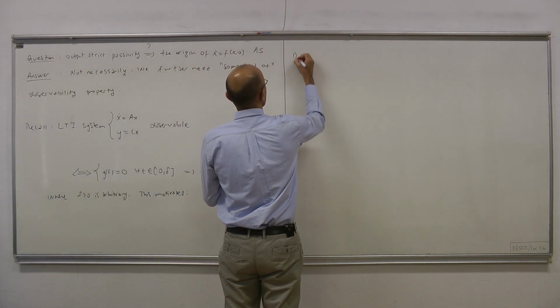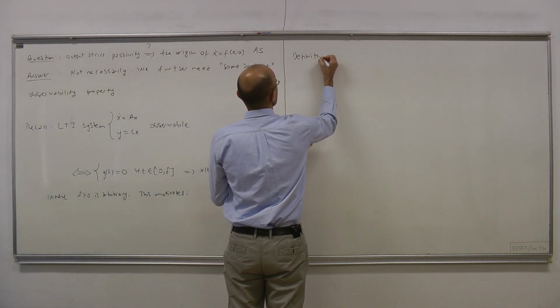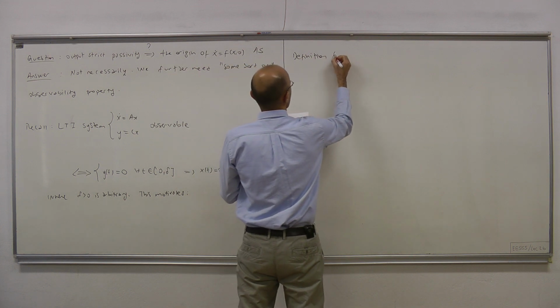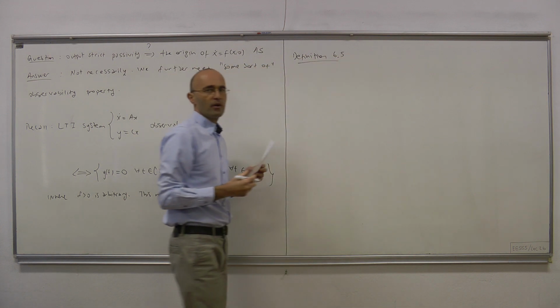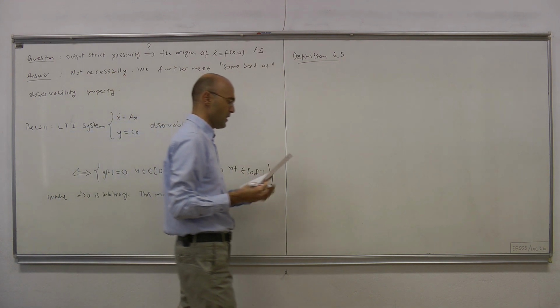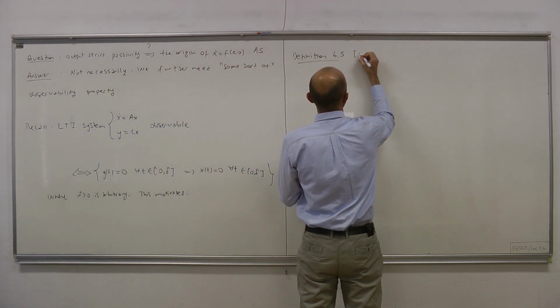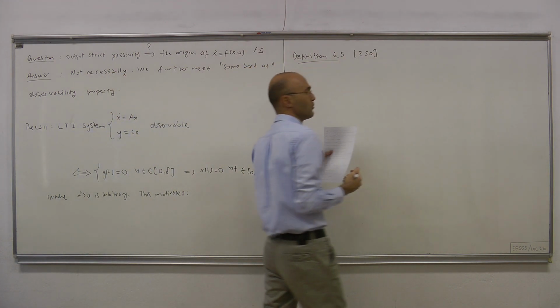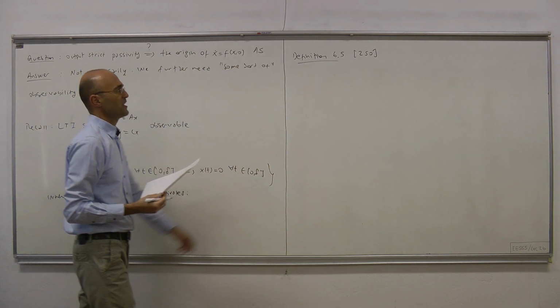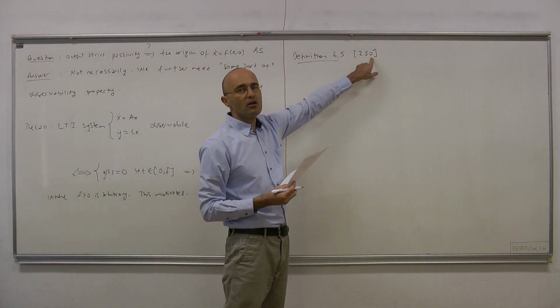This is our observability definition for nonlinear systems. Definition 6.5 in the text. We're going to call it the ZSO property for short. This stands for zero state observer.